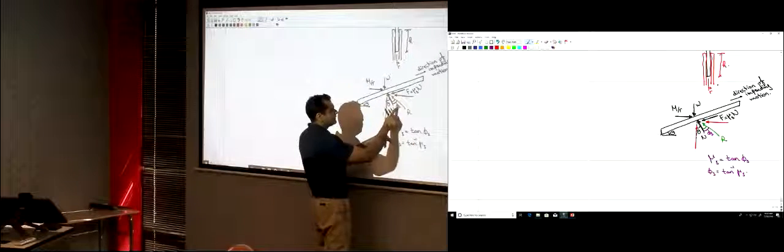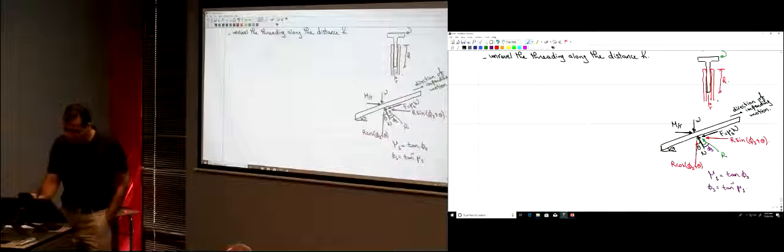How much is this angle from R to the vertical direction? Phi s plus theta, right? That means that this component is R multiplied by cosine the angle, which is phi s plus theta. What about the horizontal component? R sine phi s plus theta. Now I'm just going to go ahead and apply the equations of equilibrium.